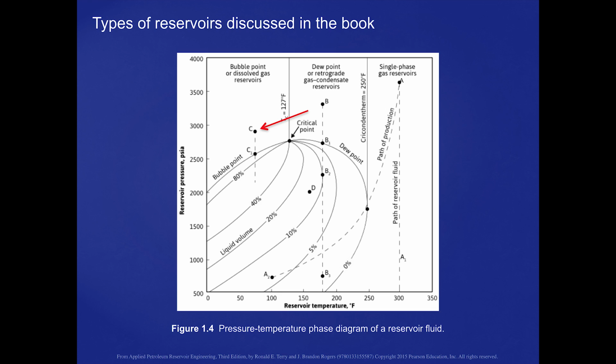The next reservoir that we'll discuss in Chapter 6 is the reservoir that we'll find at a pressure and temperature at point C in this diagram. We're to the left of the critical point now, so it's not a gas phase, this is a liquid phase. We call this a bubble point or dissolved gas reservoir. And here there's no gas phase initially, but as we drop to point C1 on this constant temperature production process in the reservoir, we'll reach what we call the bubble point. And here gas begins to come out of solution.